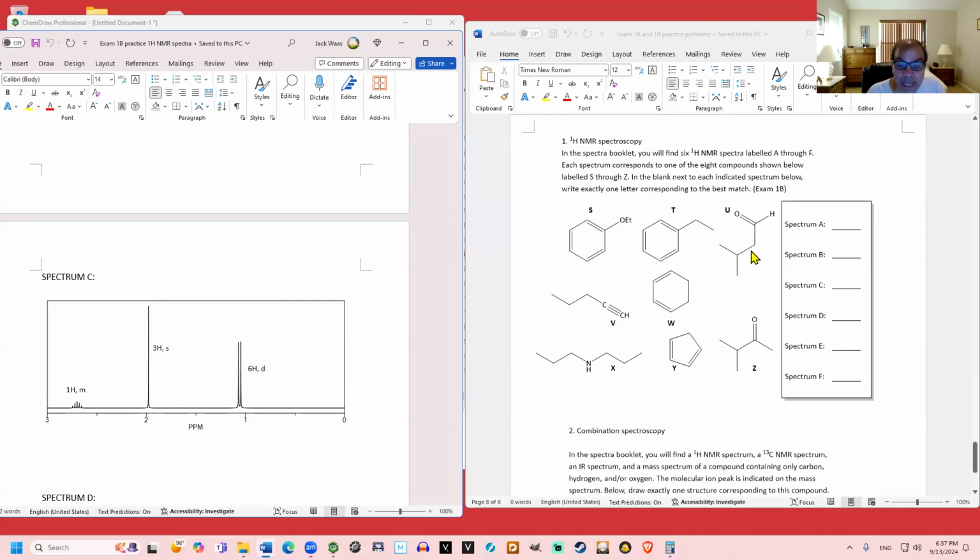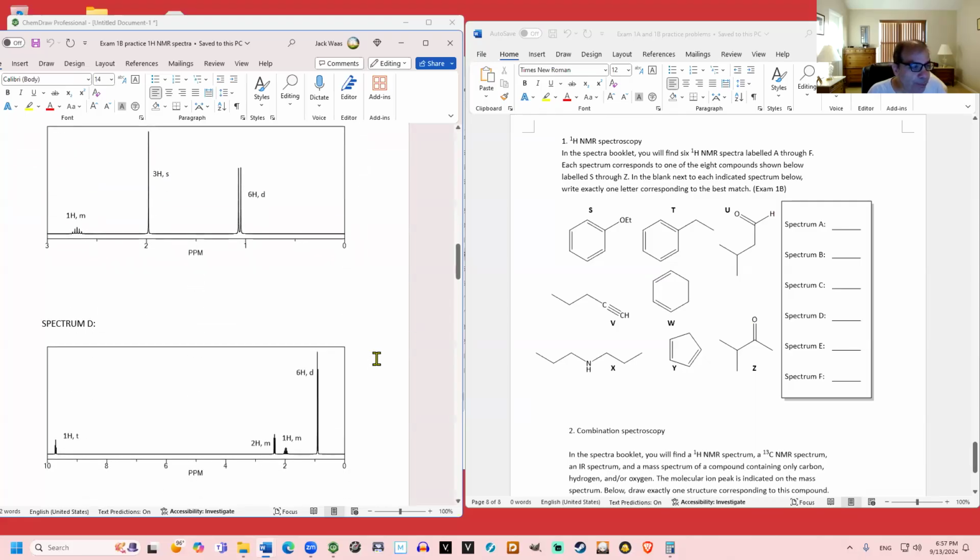So we need to find which of those has a 3H singlet, has a methyl group that's not next to any hydrogens. And U has no methyl groups. It has this CH2, which would not be a singlet. It would be split probably into a doublet of doublets, split into a doublet by this 1H, and then each doublet line split into a doublet by the aldehyde hydrogen. So Z matches much better. Spectrum C should be of compound Z.